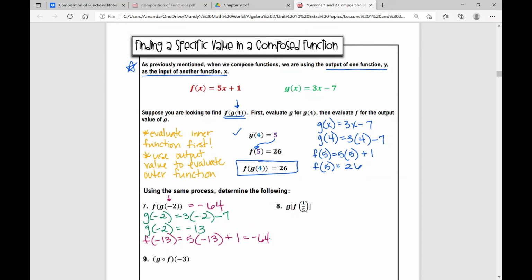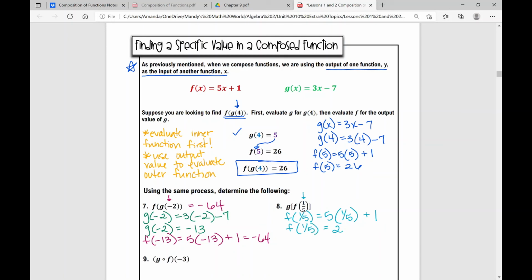Let's look at number 8. Number 8 says g of f of 1/5. The first thing we're going to do is find f of 1/5. f of 1/5 is going to be 5 times 1/5 plus 1. 5 times 1/5 is 1, and 1 plus 1 is 2. So f of 1/5 equals 2.